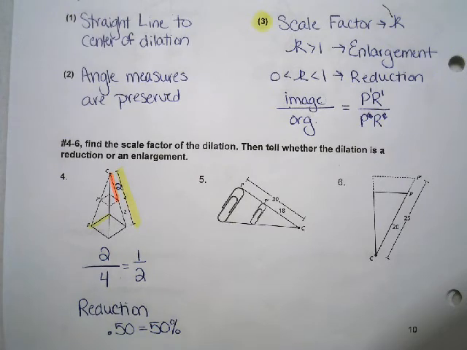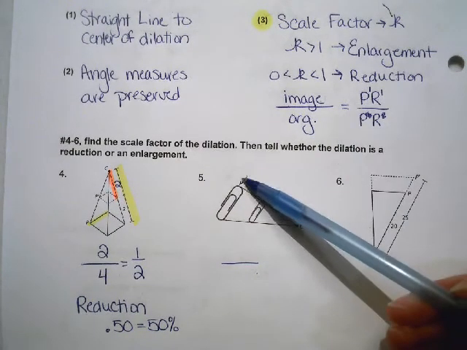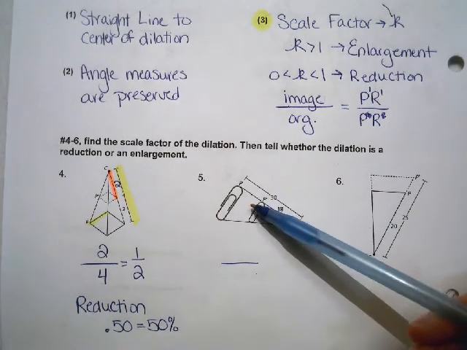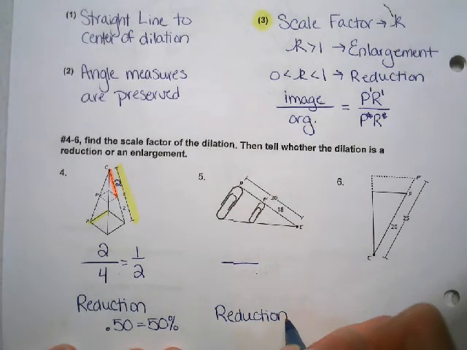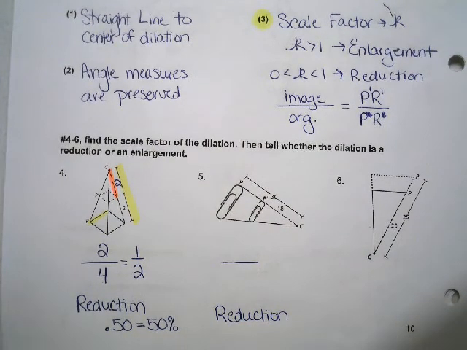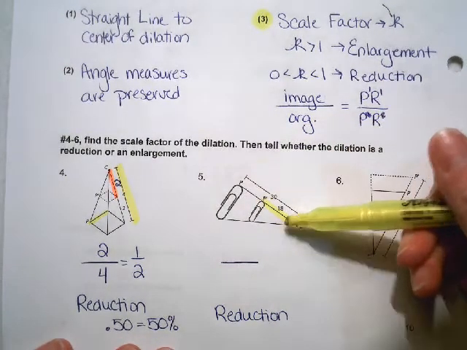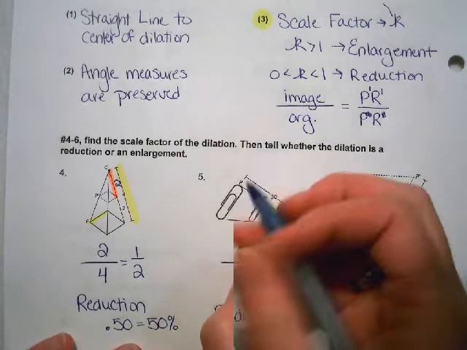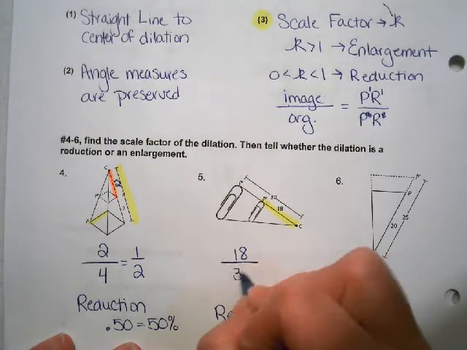Okay. So if you want me to try another one, because I kind of was losing my train of thought on that first one, we can do number 5 together. So notice this is the original P, and then P prime. So I can tell it's getting smaller, so this is going to be a reduction. And I'm going to put the image on top. Now, notice the image is right here. I can see that that's the distance. Over here, I had to calculate it, but right here, they're giving it to me. So I'm going to do image over original.